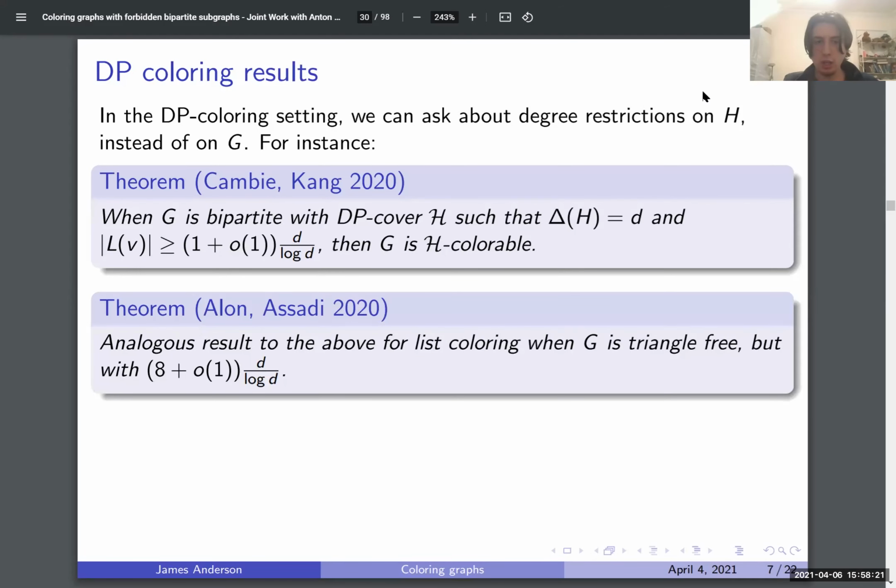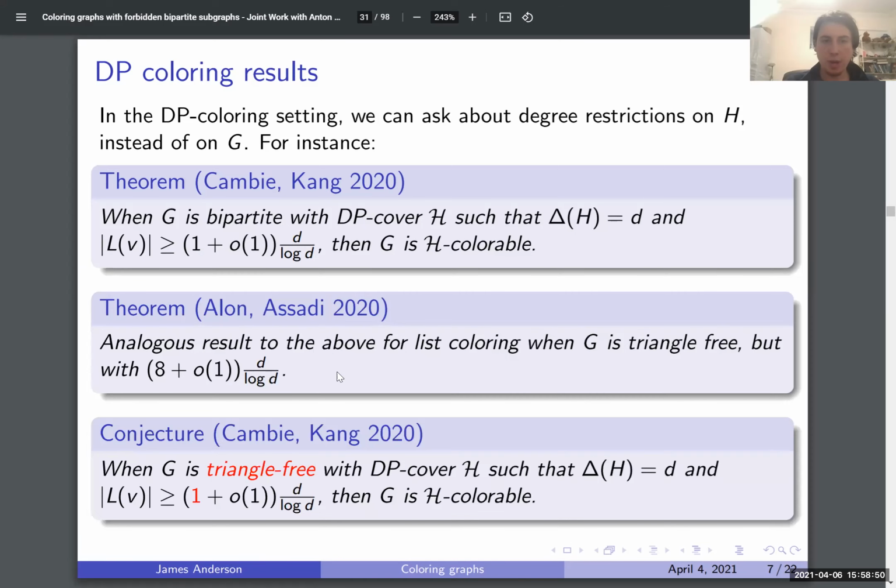In 2020, Alon and Assadi showed a similar result. They didn't do it in the DP case. They did it in the list coloring case, but they showed an analogous result. If you have a cover that corresponds to a list coloring, when G is triangle free, they got the same result except with an 8 instead of a 1 here. Now, in this same paper by Kang and Canby, they conjectured that when G is triangle free with the DP cover H, you can improve this 8 down to 1.